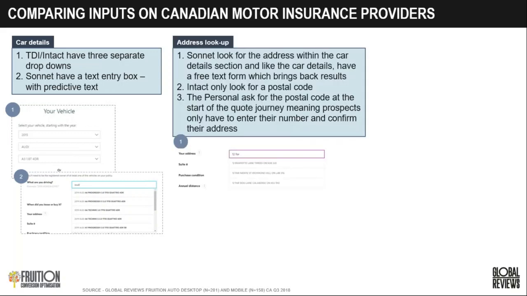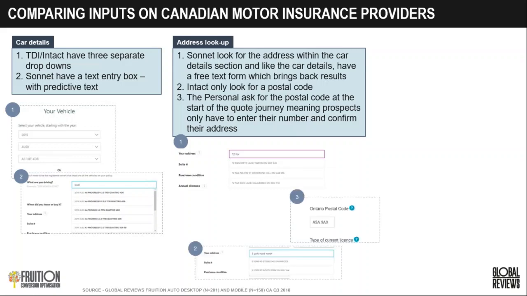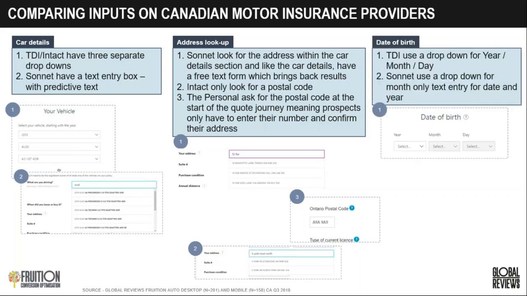Also, Sonnet has predictive text for its address search. However, the other 2 brands, Intact and Personal, only ask for postal codes in their quote journey instead of asking for complete addresses. And what TD Insurance does is the regular thing: they have split their fields.